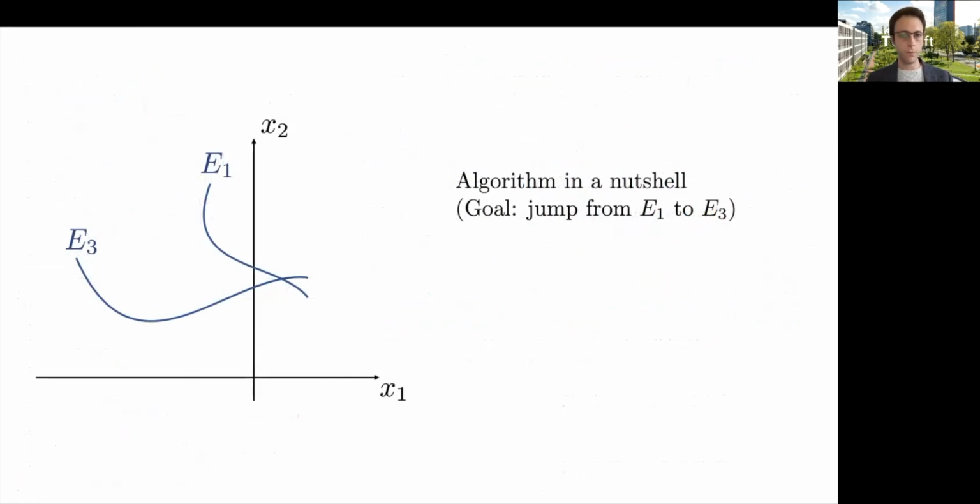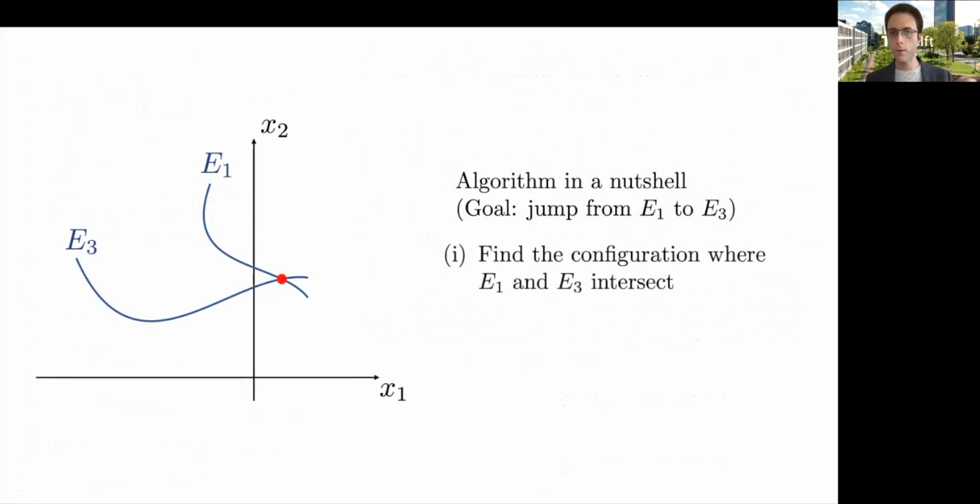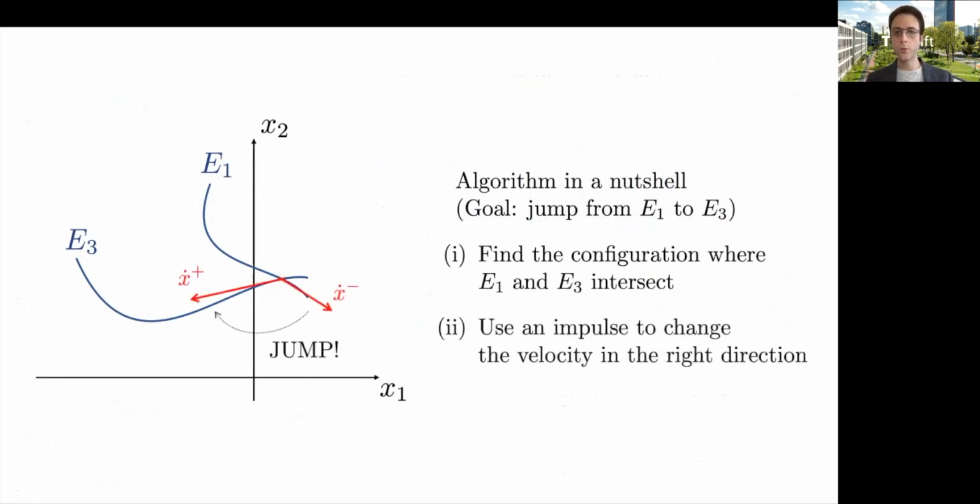You can think, for example, of taking two modes, for two energy levels, E1 and E3, and you want to move from one to the other. The way in which you do that is that you first have to identify where these two lines intersect, and then you just have to create an impulsive control action, so a Dirac delta, that instantaneously changes the direction of the velocity from the one that keeps you on one mode to the one that moves you onto the other mode. And we call this change in the state a jump.